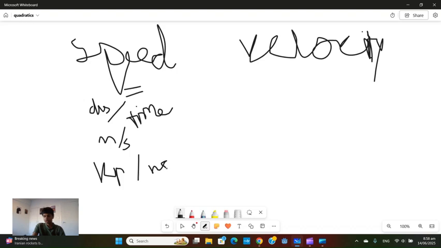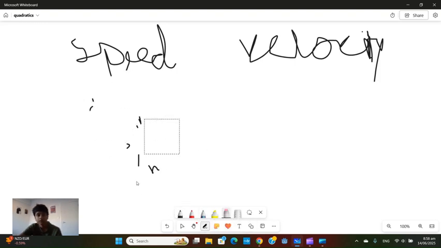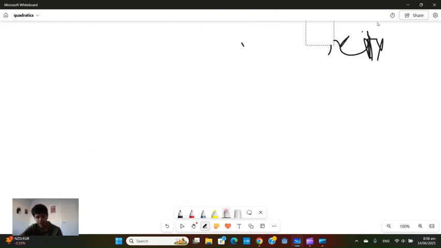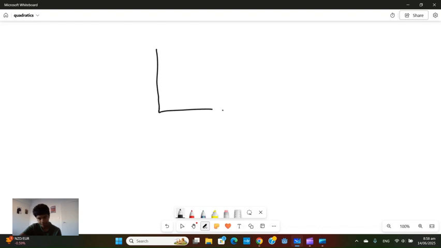The average speed will be total distance traveled and total time taken, okay? Now, yeah, understand? Okay, now we're gonna look at a graph, which is gonna be a distance time graph. Now, how are we gonna look at speed? So it's gonna be time on the x-axis and distance on the y-axis. So, let me just make a rough sketch.